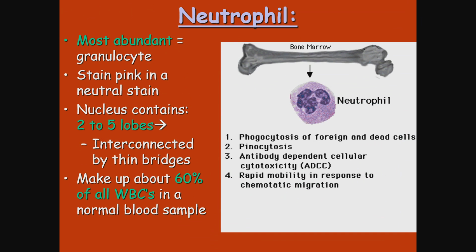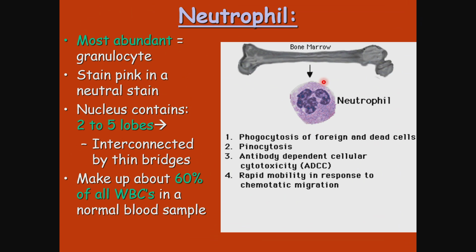All right, the neutrophils. These are the most abundant. In your notes, go ahead and write down that this is the Osmosis Jones of the white blood cell. So he's like the cop. He's the one first on the scene. He's the one that is going to be super fast. They stain pink in a neutral stain. I know that that doesn't look pink, but it's considered pink.